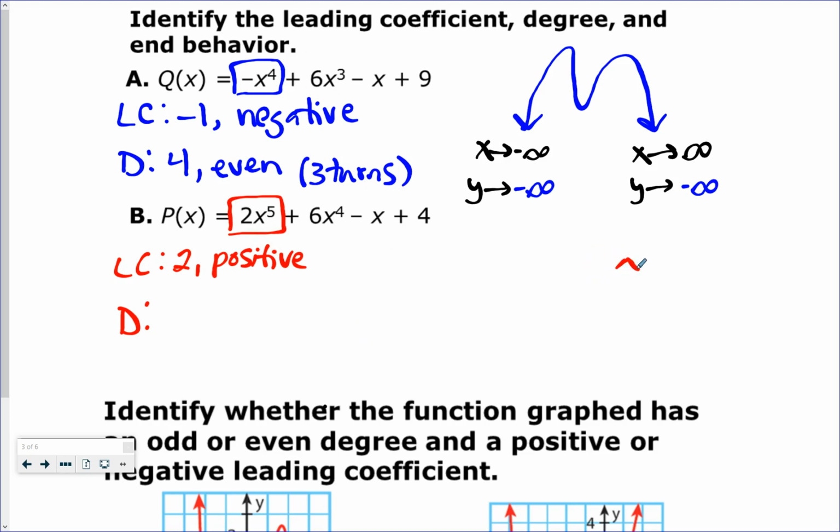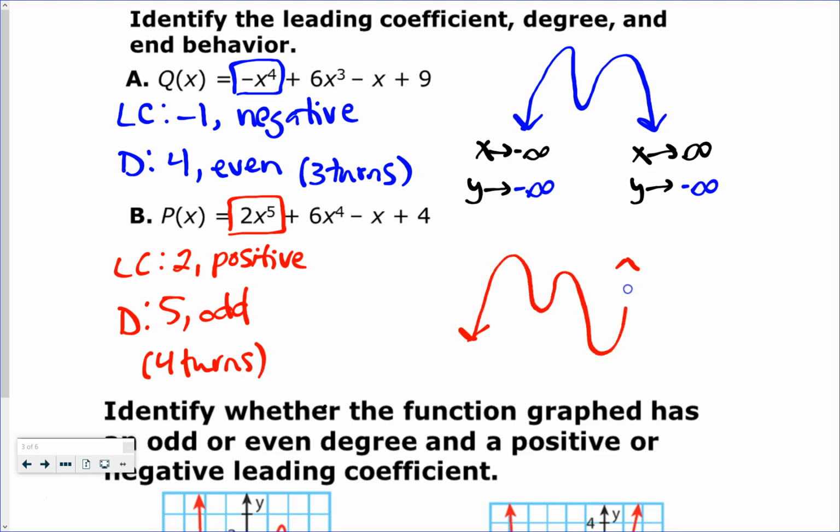Yes. All right, what is the degree? 5. That is odd. So what does that tell you about the other end? It'll be the opposite direction. So I do the little arrows first. Now I gotta fill in the middle. How many turns? Yep, 4. There's 4 turns for this one. So change direction 4 times. 1, 2, 3, 4. Something like that.